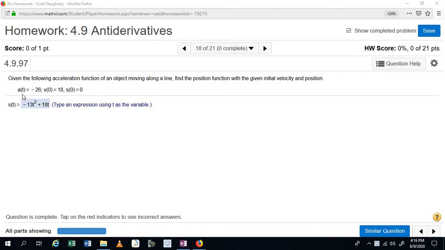The acceleration function is equal to negative 26, which is just a constant function. Then the velocity evaluated at time 0 is 18, and the position function evaluated at 0 is 0. From that information, we're supposed to find the position function s of t. Let me show you how we can find it.